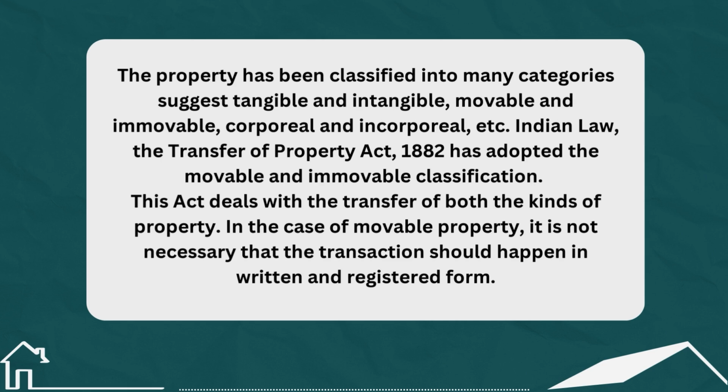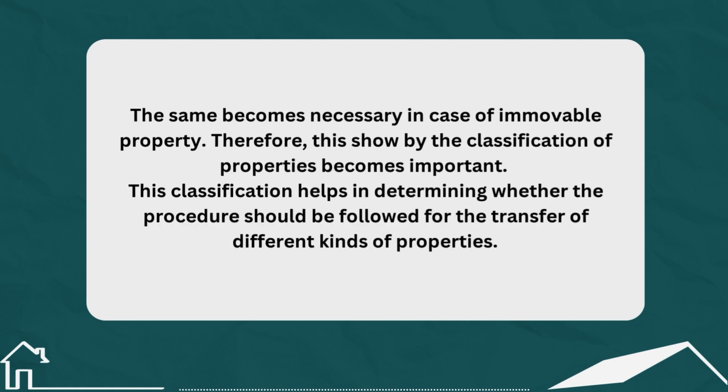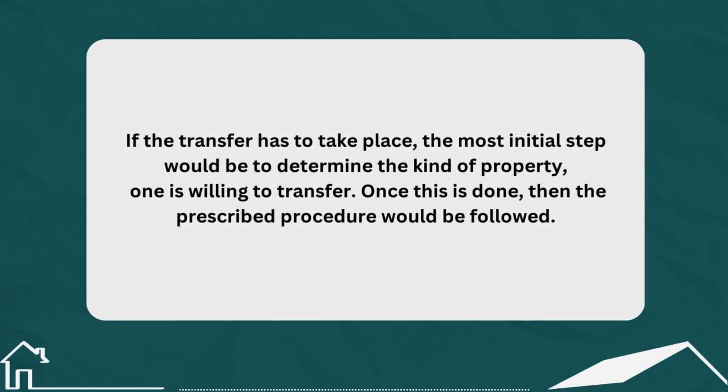In the case of movable property, it is not necessary that the transactions should happen in written and registered form. However, the same becomes necessary in case of immovable property. Therefore, this shows why the classification of properties becomes important. This classification helps in determining what procedure should be followed for the transfer of different kinds of properties. Hence, if the transfer has to take place, the initial step would be to determine the kind of property one is willing to transfer. Once this is done, the prescribed procedure would be followed.